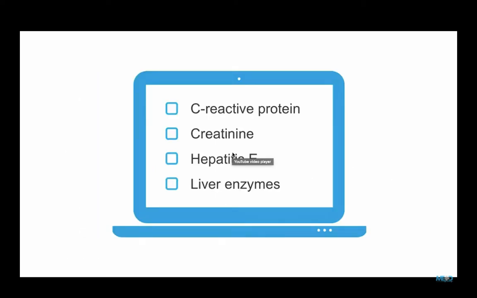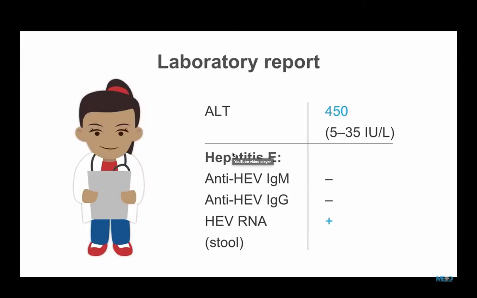Based on Pete's history, we include hepatitis E screening in our lab report. We can see that his liver enzyme function is significantly elevated. His anti-HEV antibodies are negative. However, the lab detected HEV RNA in Pete's stool.